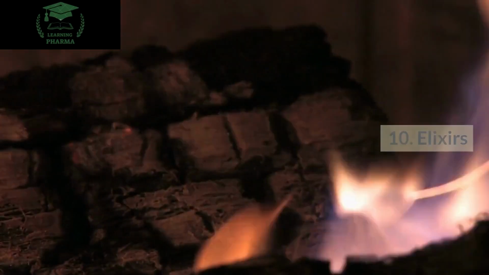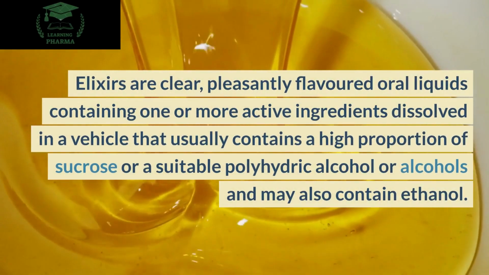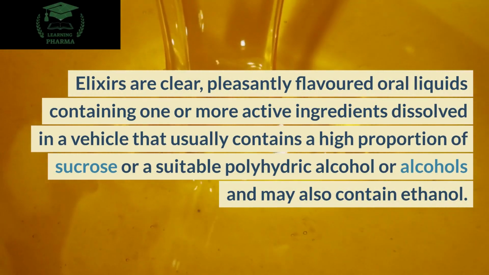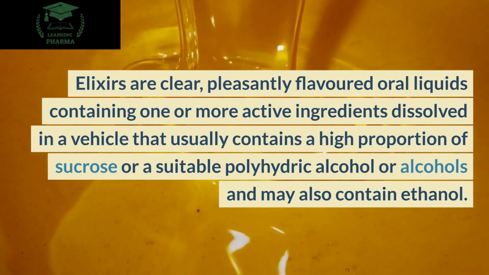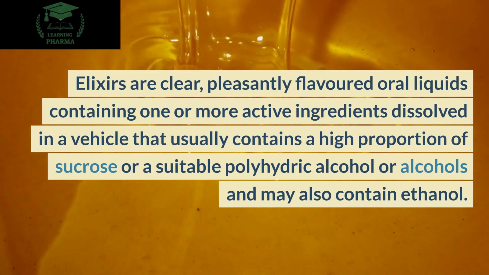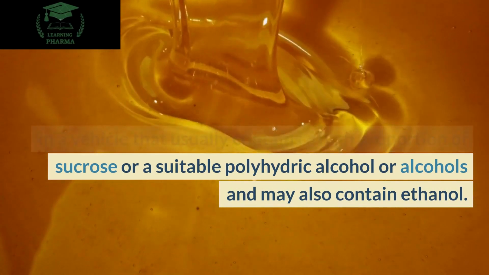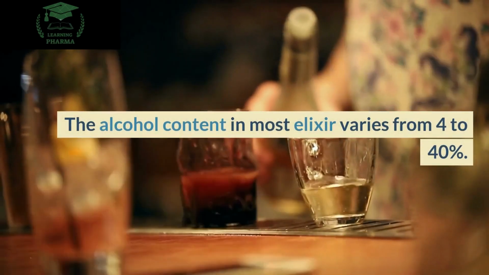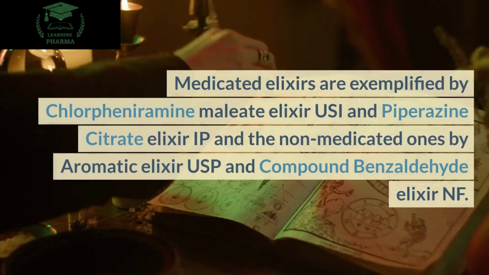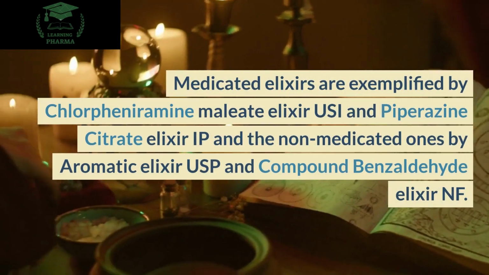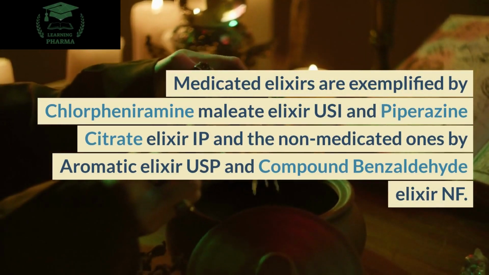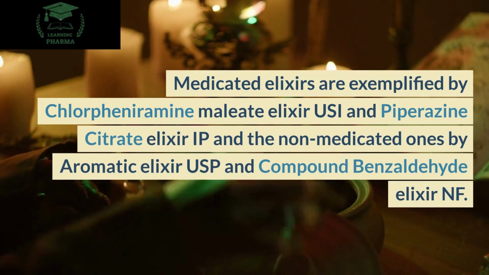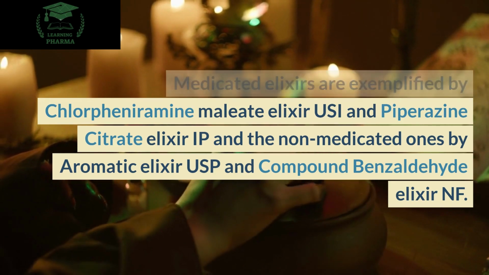10. Elixirs. Elixirs are clear, pleasantly flavored oral liquids containing one or more active ingredients dissolved in a vehicle that usually contains a high proportion of sucrose or a suitable polyhydric alcohol or alcohols and may also contain ethanol. The alcohol content in most elixirs varies from 4 to 40%. Medicated elixirs are exemplified by chlorpheniramine maleate elixir BPC and piperazine citrate elixir IP, and the non-medicated ones by aromatic elixir USP and compound benzaldehyde elixir NF.